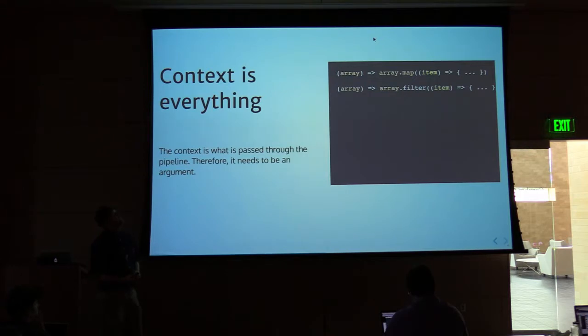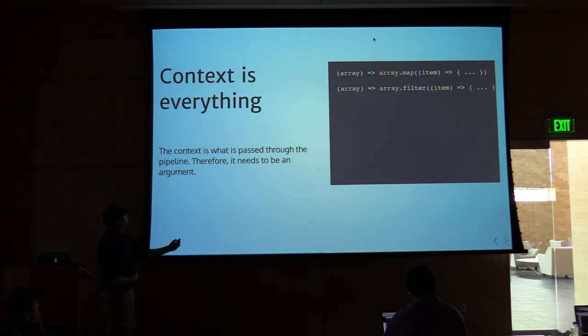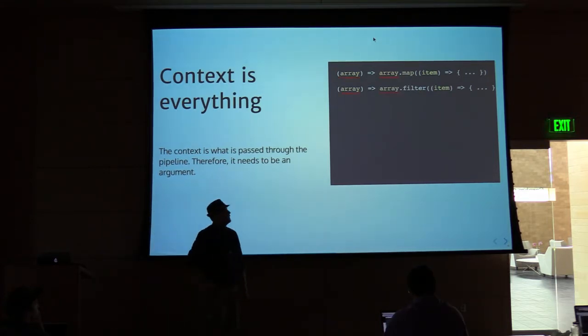So we could turn it into this. We could still use the method on there. We just pass in the array. And then we say, hey, array.map. The thing I just passed you, get its map method or filter method. And so now our context is an argument.